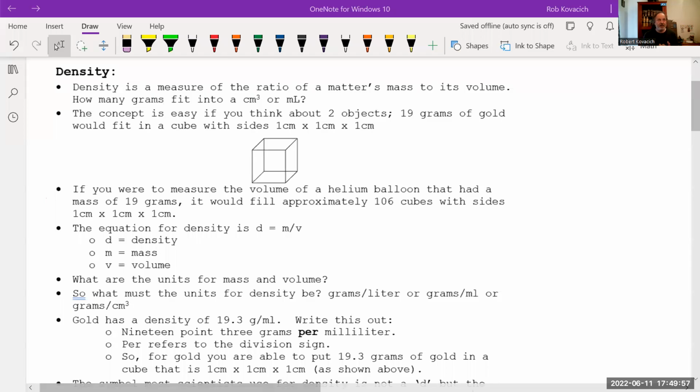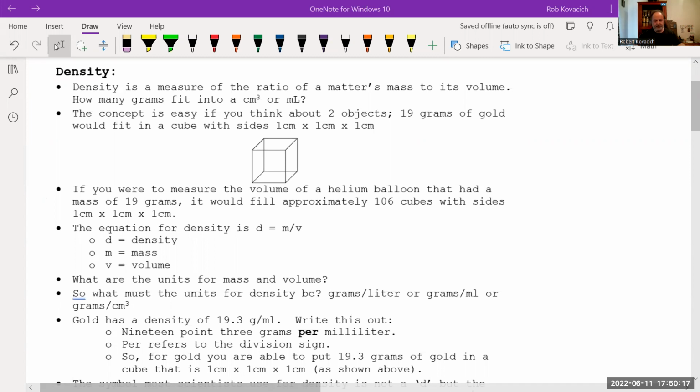This video is a discussion of density and some conversions between the three different temperature units. So density, let's start off with that. The definition for that is a ratio of a matter's mass to its volume.